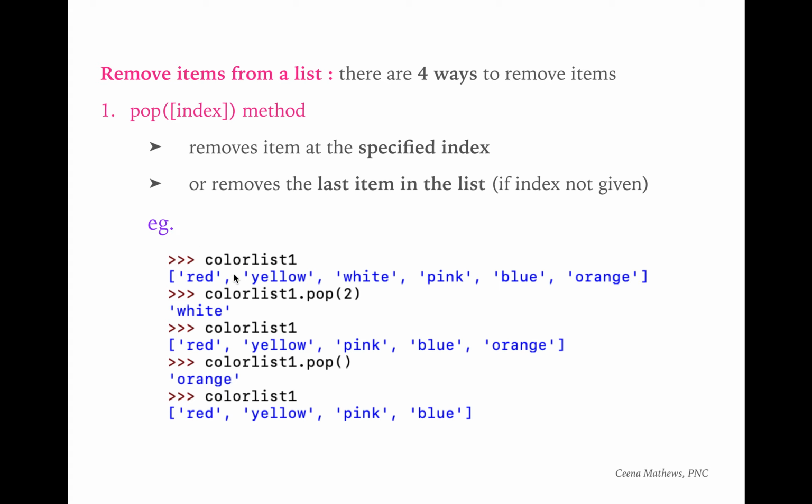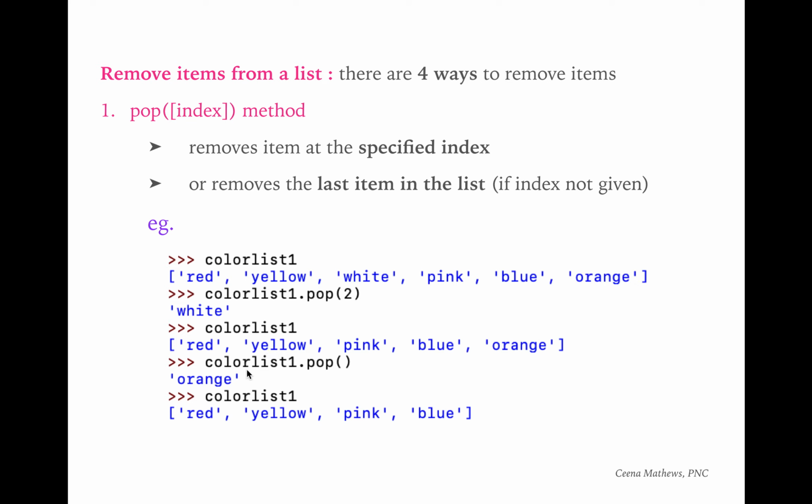As you can see in the example, this is the color list we have created already. And when I use color list 1 dot pop of 2, the item at index 2 is removed. As you can see, it displays it as white. Now when you display the color list 1 list, it displays a list without white color.